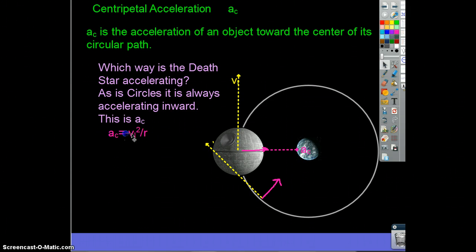And here's our equation to find centripetal acceleration. Centripetal acceleration is equal to tangential velocity squared divided by the radius of its motion. And we're talking about a legitimate radius here. Math class, center to the outside. Okay?